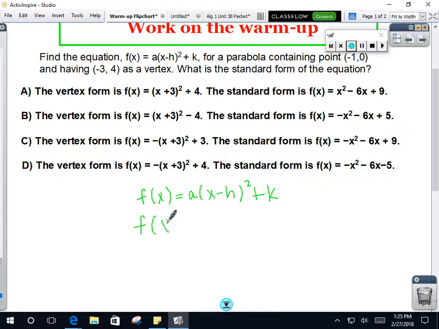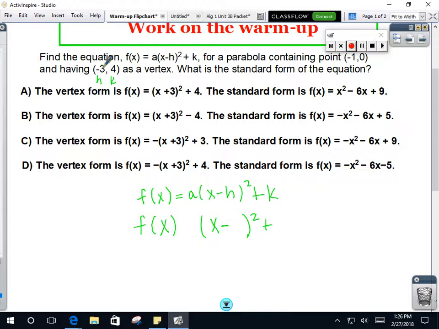Now, we can fill in the information given to us in the problem. Right now, we do not know what the a is, so I'm just going to leave a blank. But x minus h squared plus k. Do we know the h and the k? What is h and k of a parabola? The vertex. Well, didn't they give us the vertex? So that's your h and your k.